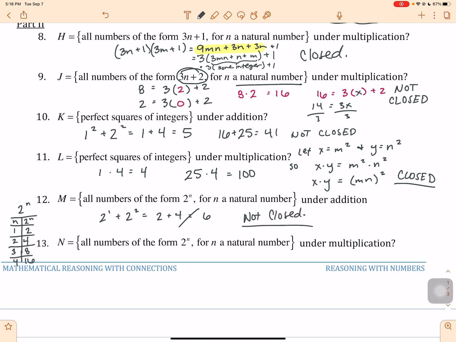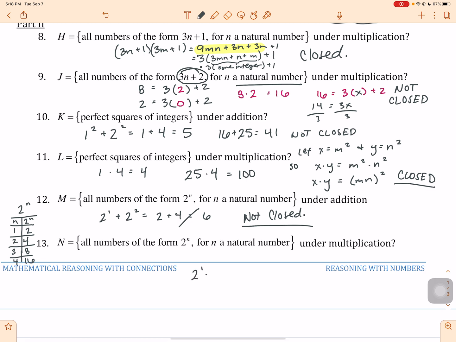These can be a little difficult, but if you use a table or something to set it up, that might help you visualize it a little bit better. So number 13, set N is all numbers of the form 2 to the n for n a natural number, under multiplication this time. The other one was addition, so now let's give multiplication a shot.